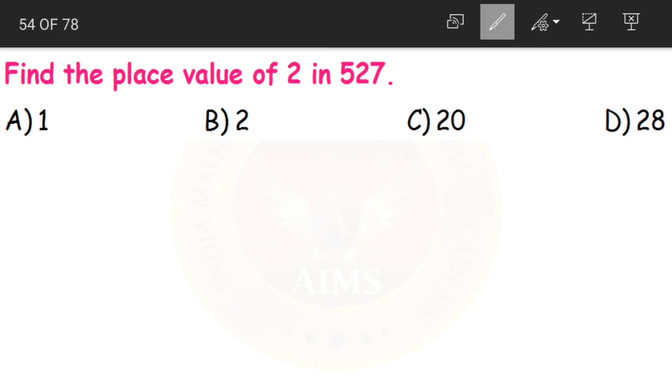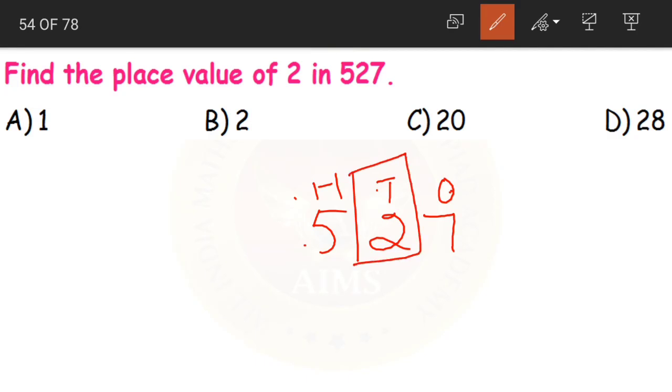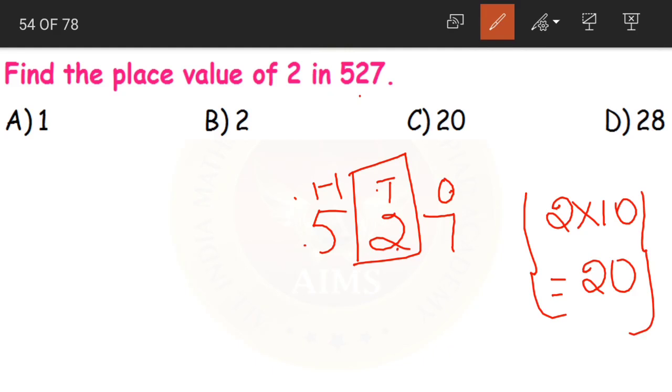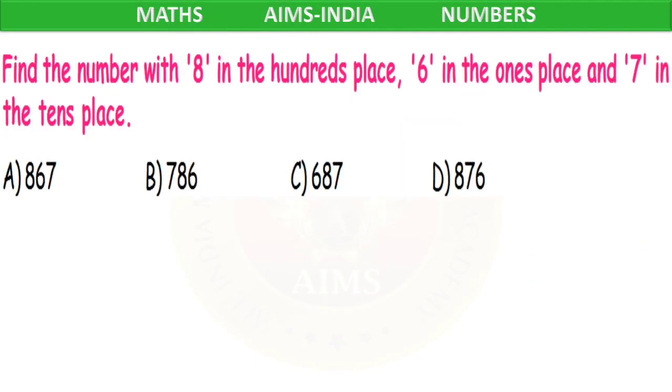Next question. What is the place value of 2 in 527? First step is to write the places: ones, tens and hundreds. 2 is in the tens place. So its place value becomes what? 2 into 10, that is 20. Yes, this is one way of writing the place value. Or in the number 527, after 2 you are having how many digits? 1 digit. So after 2 you need to place 1 zero. That will become our place value. Okay children, option C, 20, is our correct answer.